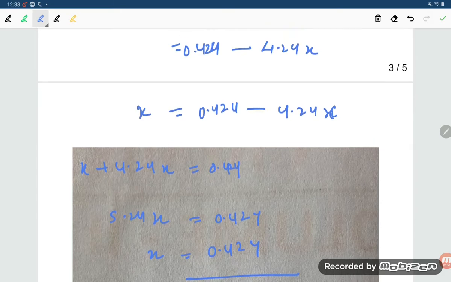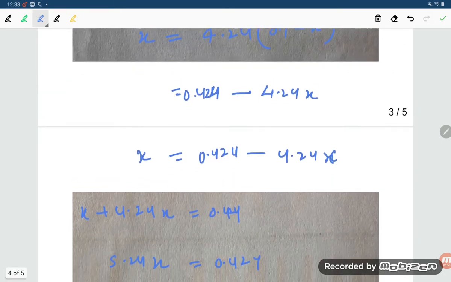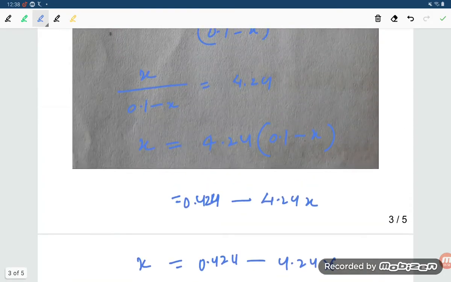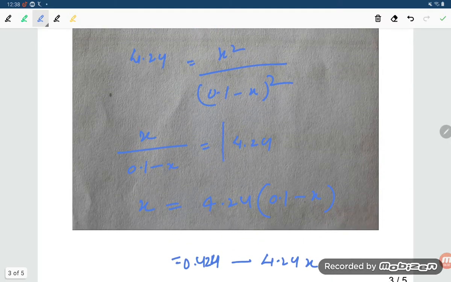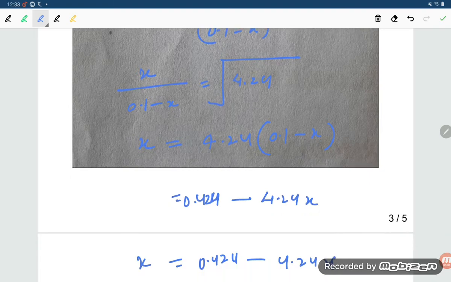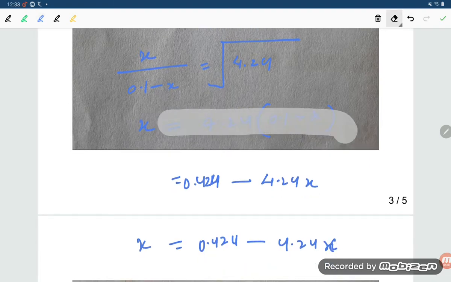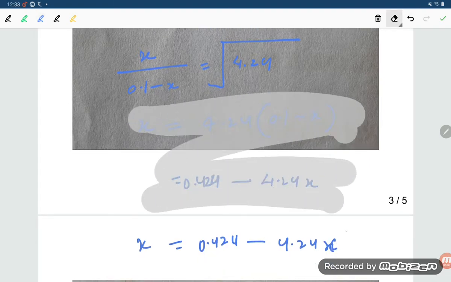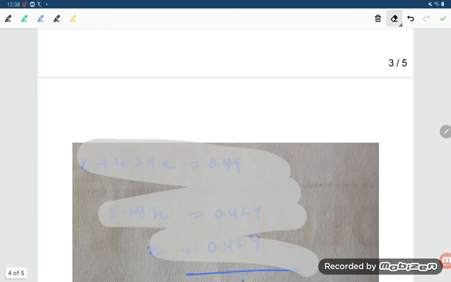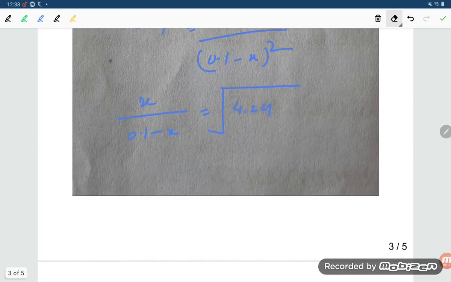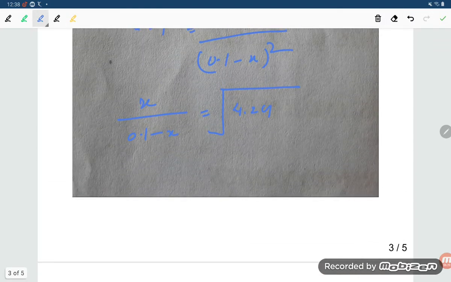Here we made some mistake, student. Some mistake has happened. How? The square root was there. This will come with a root. So if you put the root, a small mistake is there, not a big one, and we can solve it now. Here X upon 0.1 minus X is equal to 4.24.